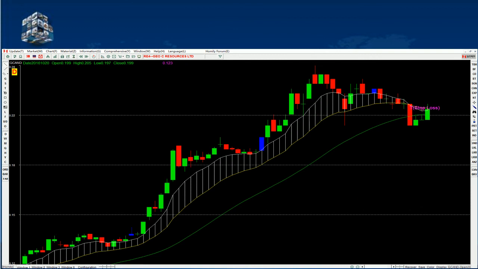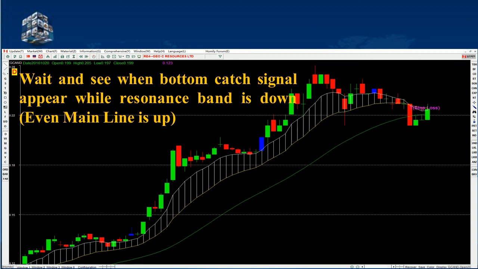So we can see here. Here is the buy point, right? Here is another buy point. But here, why is this one not a good buy point? Because on this one the volume decreased. Okay, so we wait and see. Wait and see when the bottom catch signal appears while the band is down. Okay.